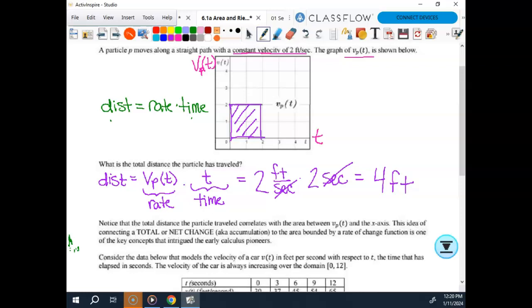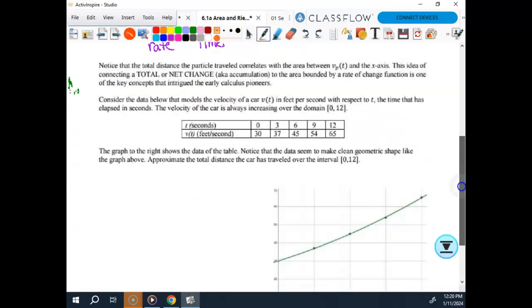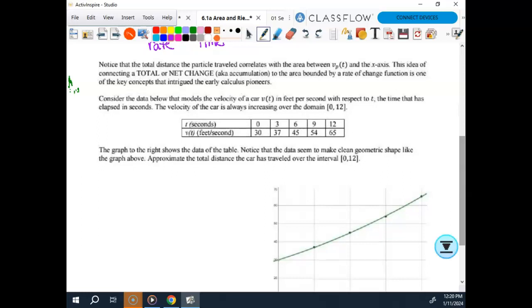Make sense? So that's the basics. That's an area under the curve. We just found a Riemann sum because there was just one. Sum means we're going to add them up, but there was only one there. All right, so it says probably what I just said. Notice that the total distance the particle traveled correlates with the area between v sub p of t and the x-axis.